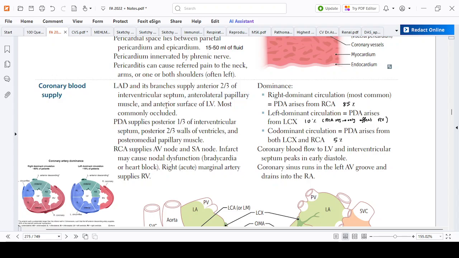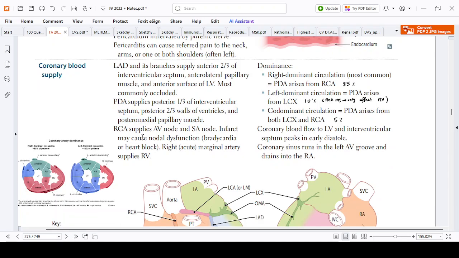This point is important. Another is that, as the name indicates, the left anterior descending artery supplies the anterior two-thirds of the interventricular septum and the anterior wall of the heart beside the anterolateral papillary muscle. The PDA supplies the one-third of the interventricular septum and the posterior and inferior surface of the ventricle. So the posterior two-thirds of the ventricular wall and the posteromedial papillary muscle, beside this one-third of the interventricular septum.